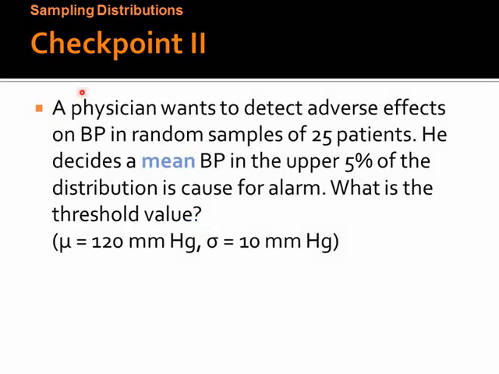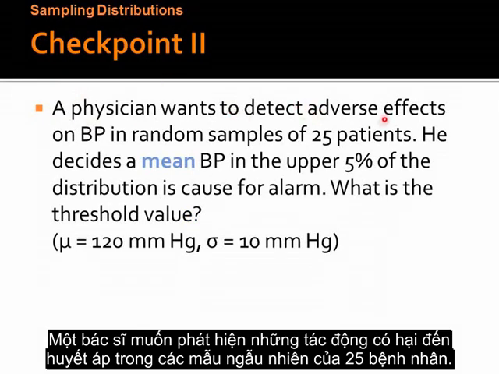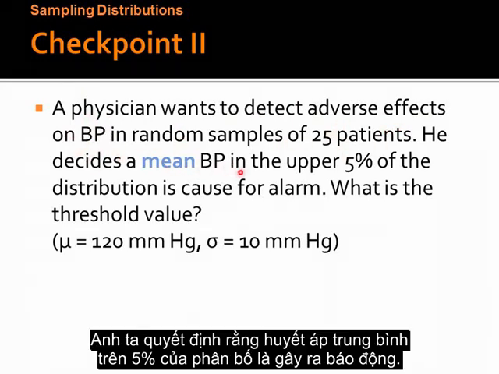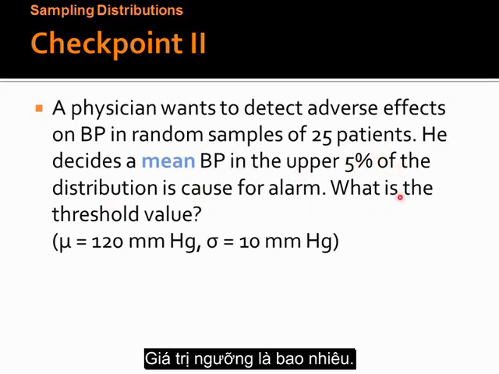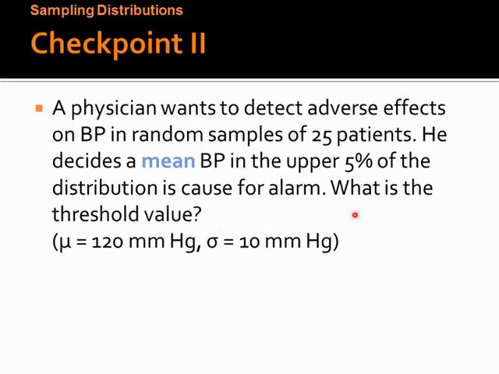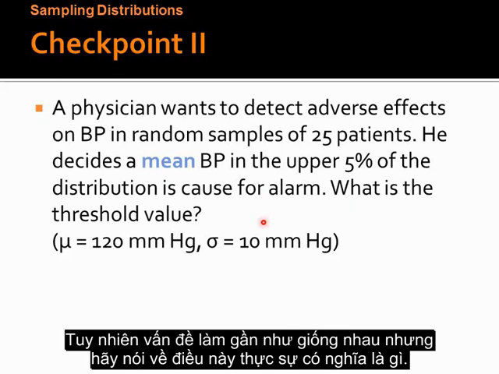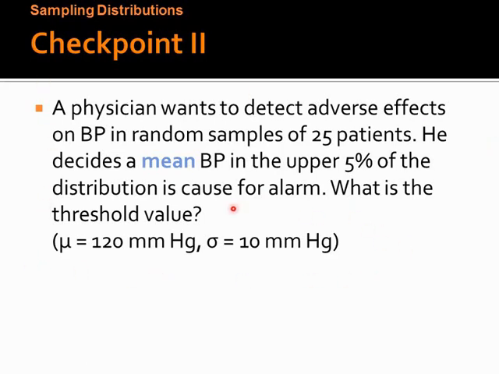Next question. A physician wants to detect adverse effects on blood pressure in random samples of 25 patients. He decides that a mean blood pressure in the upper 5% of the distribution is cause for alarm. What is the threshold value? Now notice the question here differs quite a bit from the previous one. However, the method of doing it is almost the same. But let's talk about what this actually means.